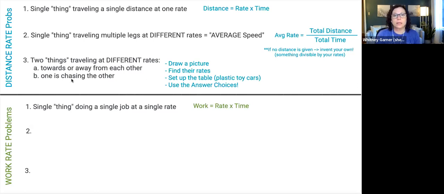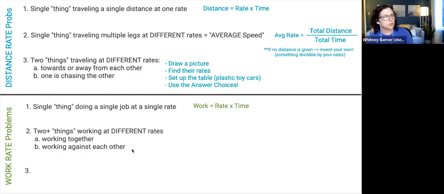And really in the work side of things, we've got the single thing doing its single job. And then we have two other scenarios, and they involve things working together. So the next two scenarios are both about people, machines, what have you, pipes, working together. The scenarios are that I can have two or more things working together, and they're working at different rates.